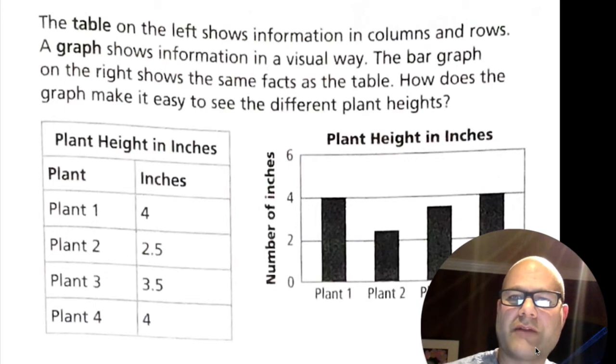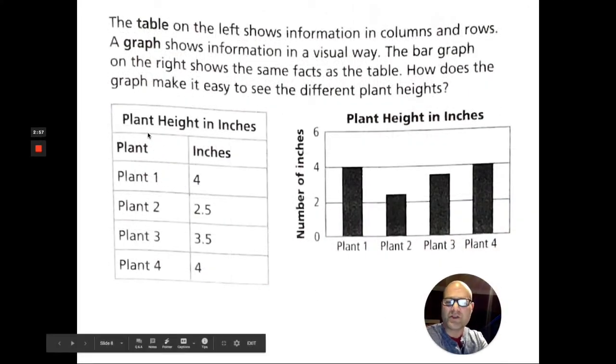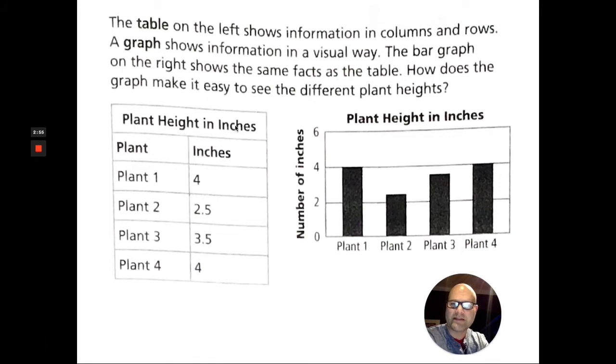A graph shows information in a visual way. The bar graph on the right shows the same facts as the table. How does the graph make it easy to see the different plant types? So here you have plant height in inches. And I can't believe they have inches, because when you're talking science, it's always centimeters. They only use metric. But you might be more familiar with inches. That's probably why they're using it.